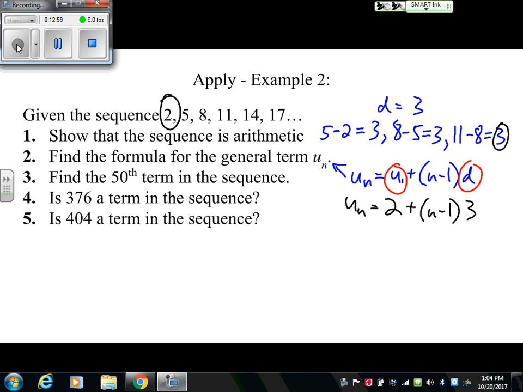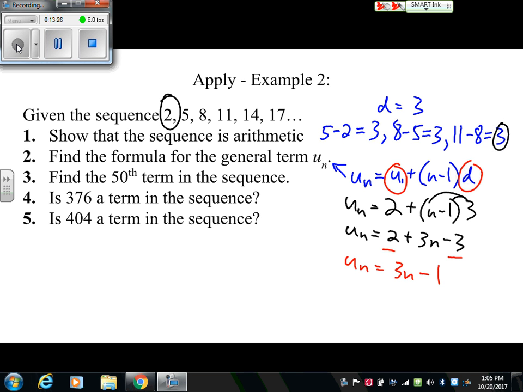You could also sort of expand this. You could multiply the 3 to the n and the negative 1, and that would be fine as well. And let me show you what that looks like. You don't necessarily have to do this, but you could. And so we'd have u sub n now is equal to 2 plus 3n minus 3. And now we could combine like terms, which would be our 2 and our negative 3, giving us u sub n is equal to 3n minus 1. And that might be a slightly easier way to do it once you've sort of simplified it.